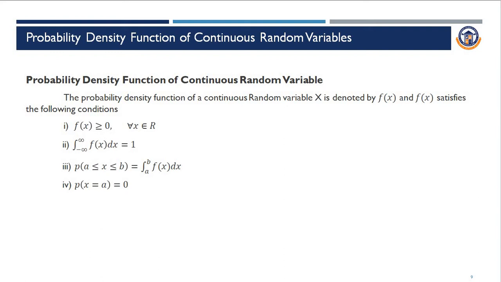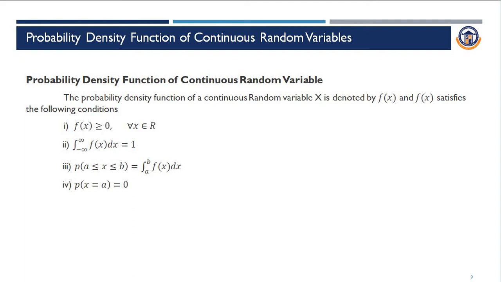Probability density function of a continuous random variable. The probability density function of a continuous random variable X is denoted by f of x, and f of x satisfies the following conditions. The first condition is f of x is always non-negative. That is, f of x is greater than or equal to 0 for all x belonging to R. The second thing, total probability is 1. In the continuous case, the total probability we calculate as the integral from minus infinity to plus infinity of f of x dx equal to 1.